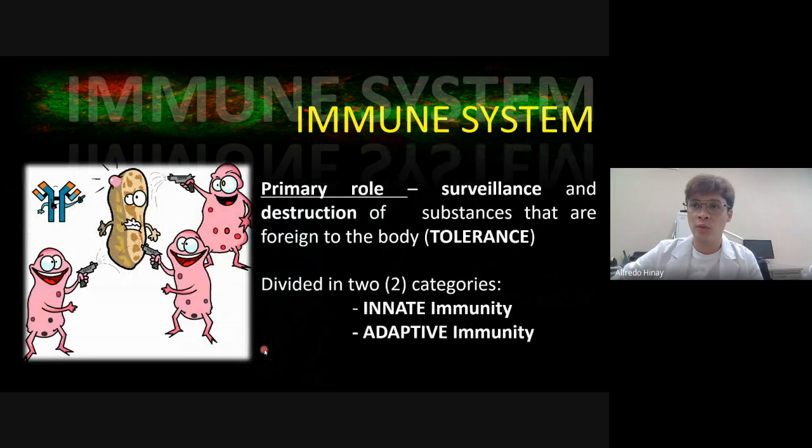And again, the primary role of your immune system is surveillance and destruction of substances that are foreign to the body and that are not under your tolerance. With the surveillance, your immune cells will try to go to the different circulation parts of your body. They will check if there are foreign substances or bacteria like this one, and then they will try to destroy them. And so again, as I mentioned earlier, the immune system is divided into two arms. You have your innate immunity and you have your adaptive immunity.